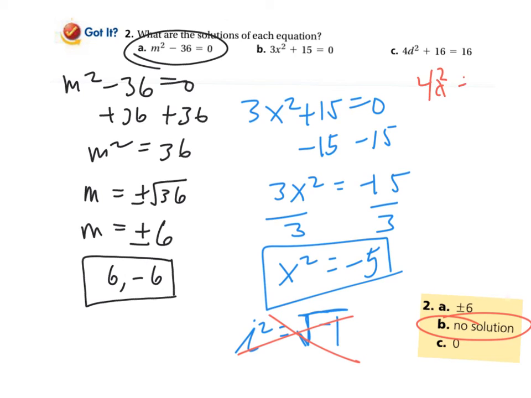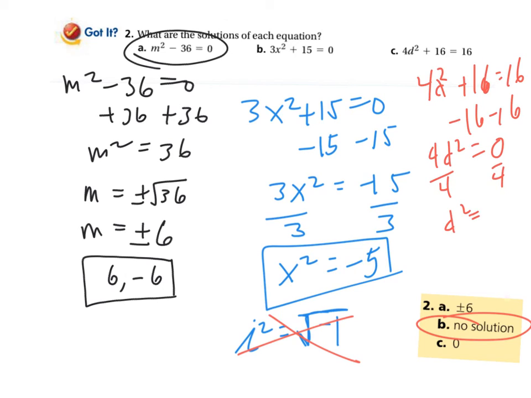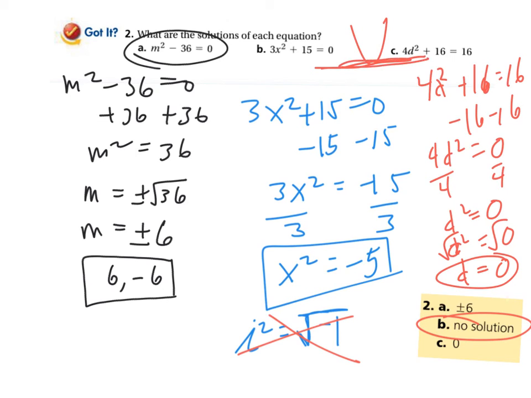4d squared plus 16 equals 16. So we subtract that 16 off, and we get 4d squared equals 0. Divide off the 4. D squared still equals 0. Now the square root of 0 is 0, so when I take the square root of d squared and the square root of 0, d is 0. Now you can say plus or minus 0, but that makes no sense, so it is just 0. One solution in this case, meaning if you graphed it, it would obviously just touch the x-axis there.